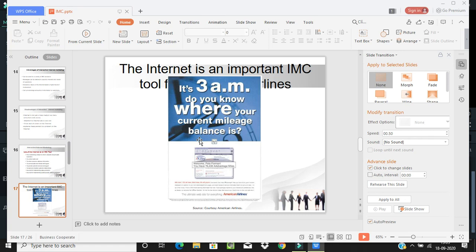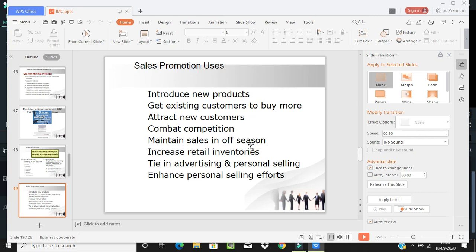It's 3 a.m. Do you know where your current mileage balance is? So this is one advertisement. That means with the help of the internet, we are going to secure these things.